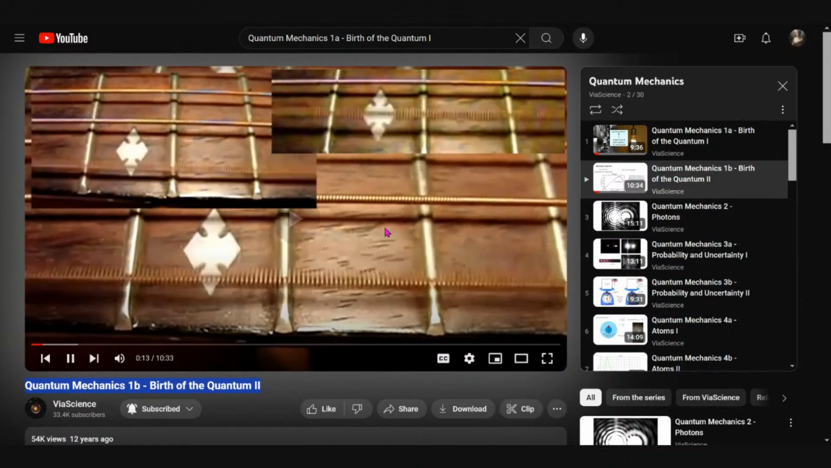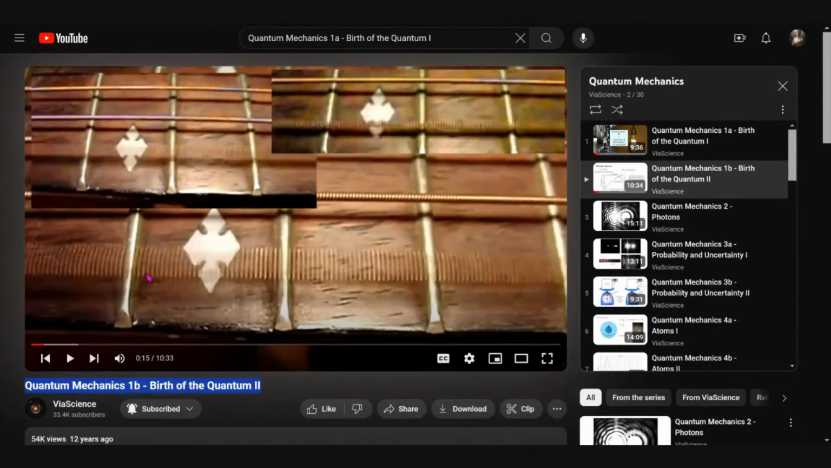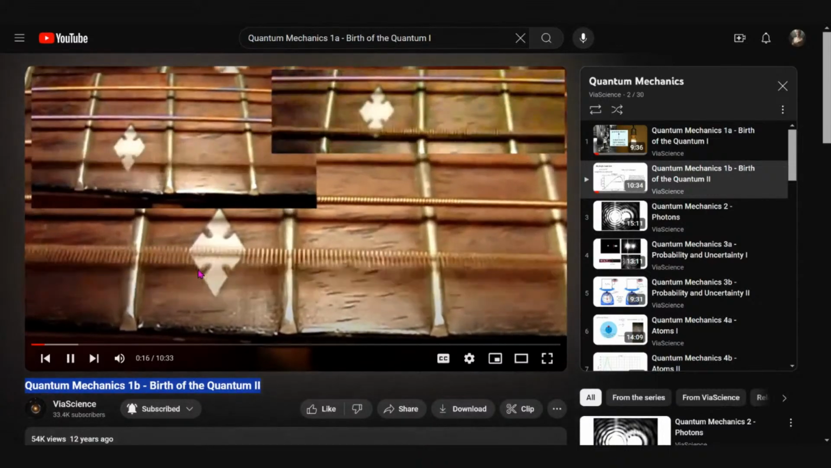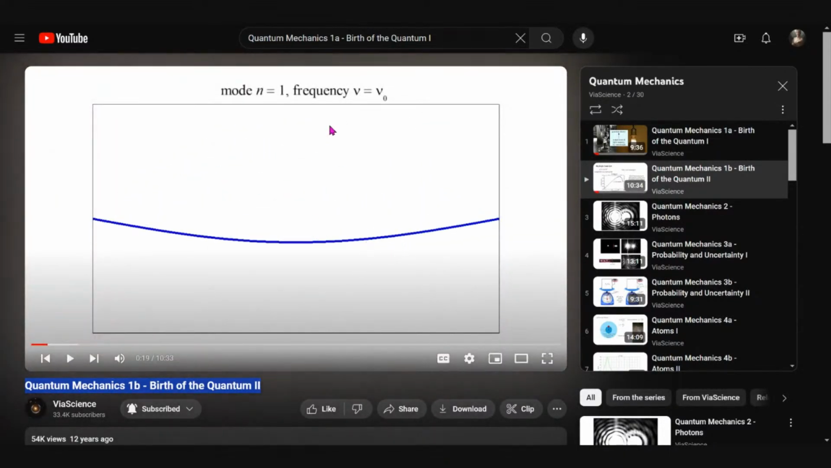Such as a vibrating guitar string. So this one is vibrating. The string is fixed at its two ends and cannot move there. In between, it can oscillate. That's like slow motion. All right, so now he is discussing, I don't know why he's discussing a guitar string.